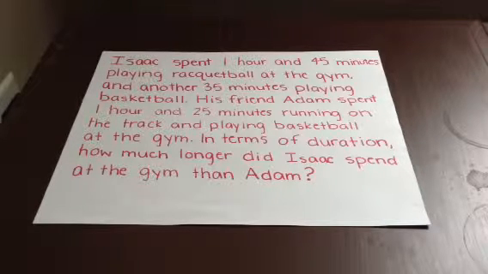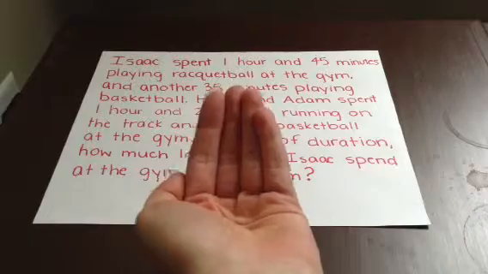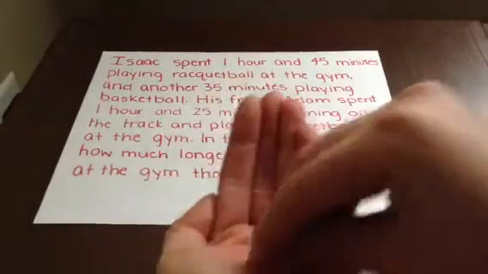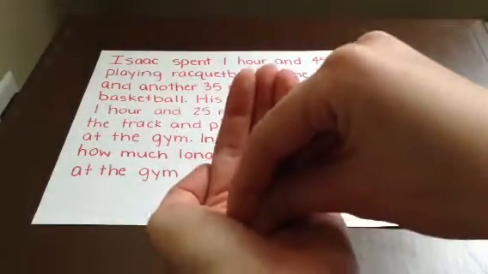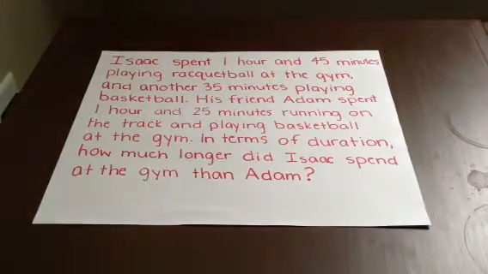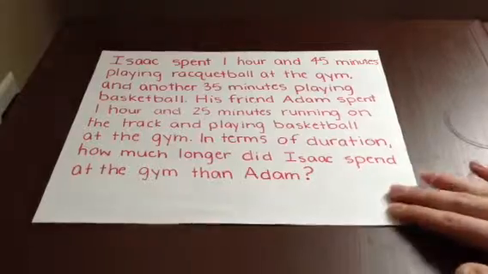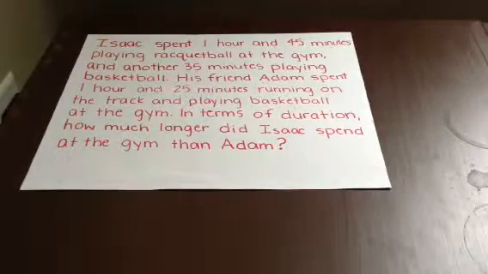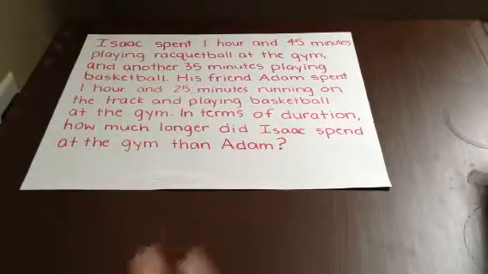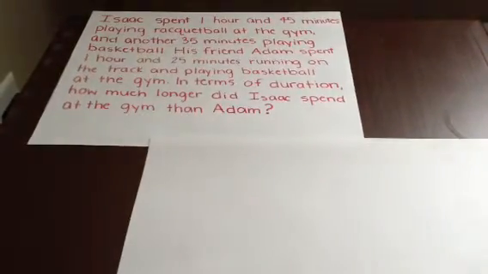The first thing I need to do is identify how I'm going to solve the problem. I see that Isaac spent 1 hour and 45 minutes and then another 35 minutes. I know that I need to use join because a change is occurring. I have an amount, which is the 1 hour and 45 minutes, and the 35 minutes is joining that amount. So before we can do anything, because we want to convert it into minutes, we need to convert the 1 hour and 45 minutes before we can even plug it into our model.